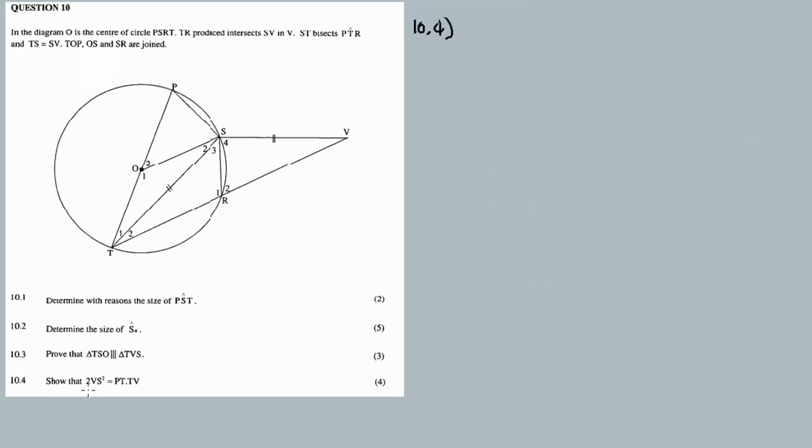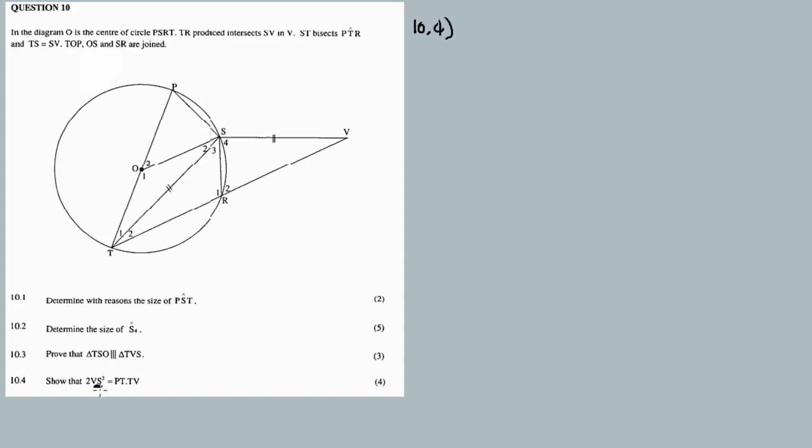Now question 10.4: show that 2VS is equal to PT times TV. So we prove using ratios, or an equation, right? In order to prove this, usually when the next question comes after proving a similarity, it means that you will use the ratios from the previous similarity.